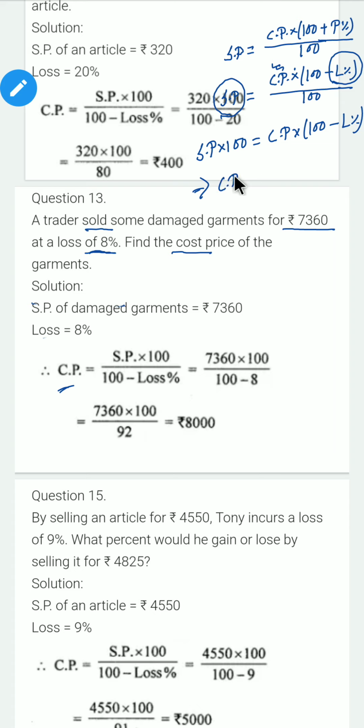So cost price is equal to SP into 100, and this will go to where? In the denominator portion. So 100 minus loss percentage. Just put the values, selling price and loss percentage, you will get the answer. Now go to next one.